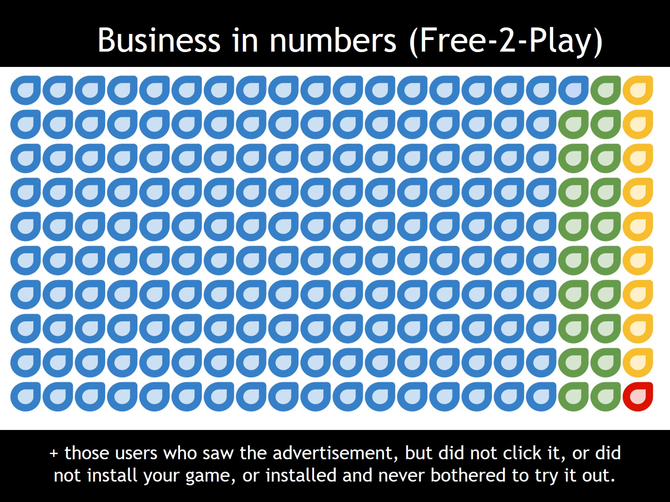And this is not the people who you attract with your marketing. This is the people who you actually got to download the game and try it at least once. There's also the people who saw the advertisement but did not click it, or did not install your game, or installed and never bothered to try it out. So basically, you are paying money to find these people. And the reason there are 200 of these things here is that it's less than 1% of users who actually paid for something. We wouldn't have one full user unless we used 200 people as our test set.